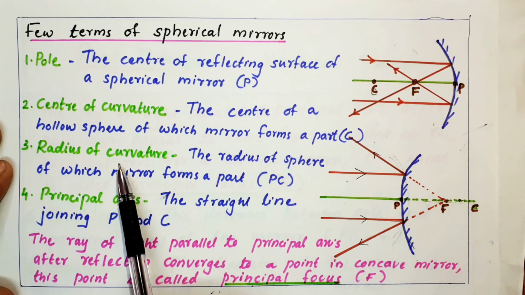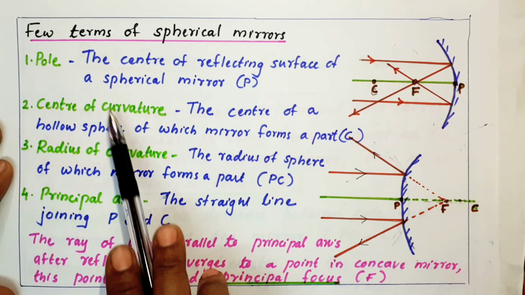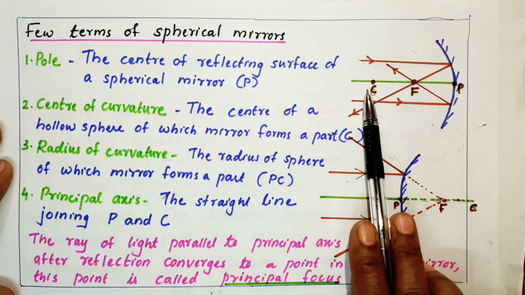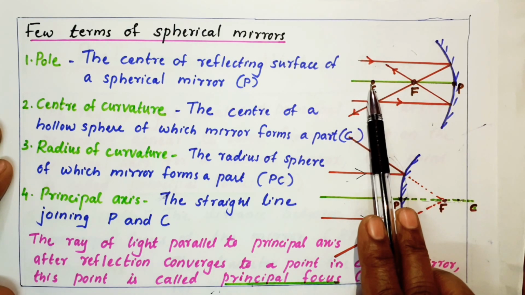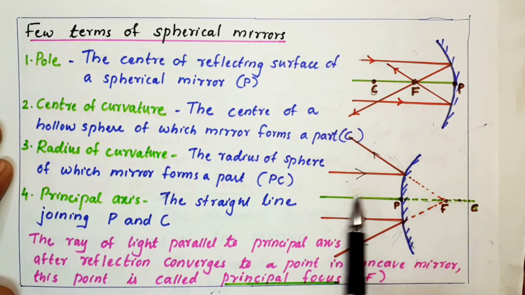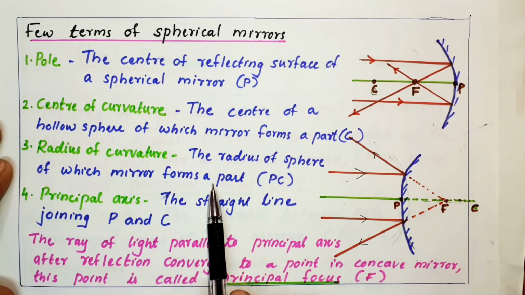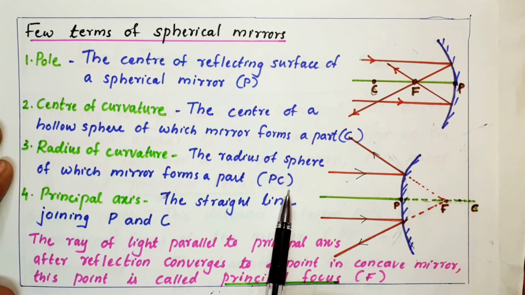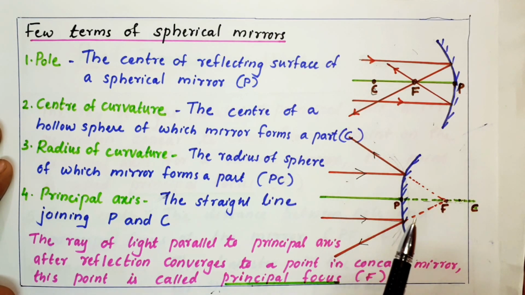Next is called the radius of curvature. I discussed already two terms called P and C. See here, P and C. So the distance from P to C is called the radius of curvature. So we are calling it the radius of the sphere of which the mirror forms a part, and I marked here PC. Distance from P to C is called the radius of curvature.